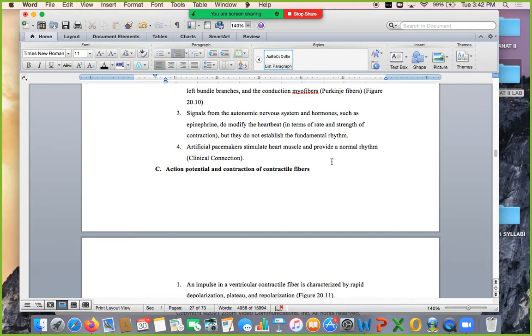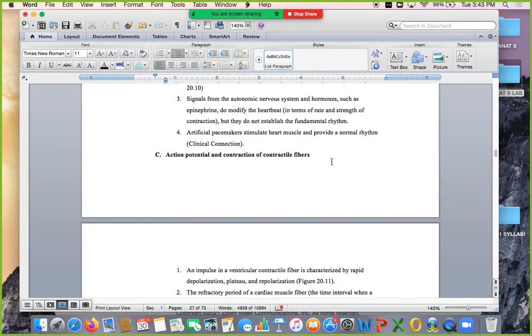Epinephrine can modify the heartbeat. That means that it can make it stronger or make it faster, but it's not going to be responsible for establishing the fundamental rhythm. That's going to be established by the heart itself.